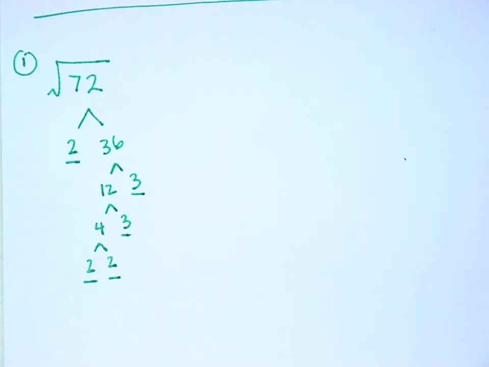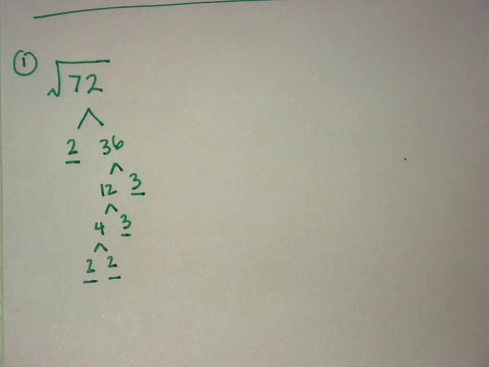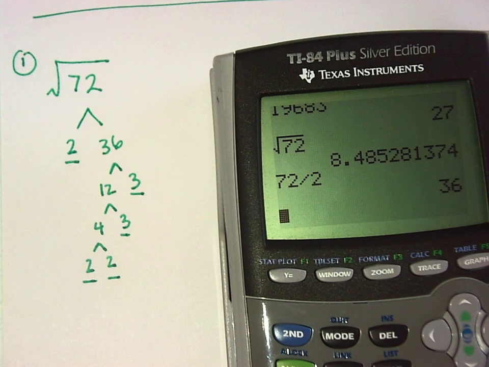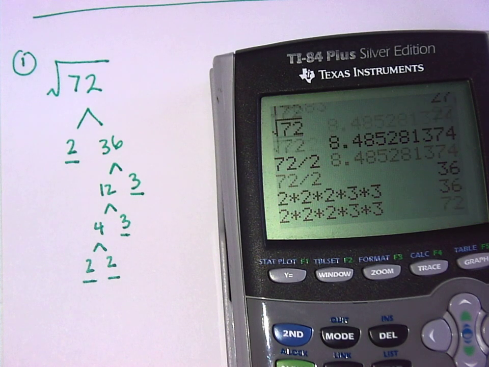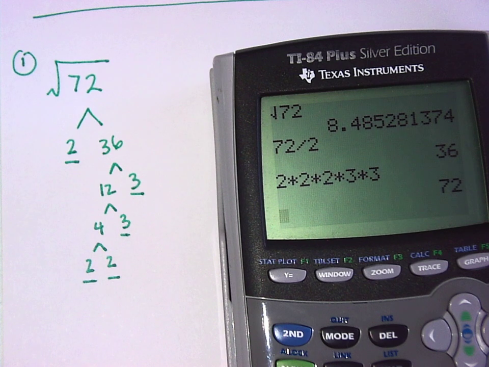Do you see how they're all pieces? Okay, so in your calculator, everybody do this with me. You're going to type 2 times 2 times 2 times 3 times 3, because that's what we broke it down to. That's 72.